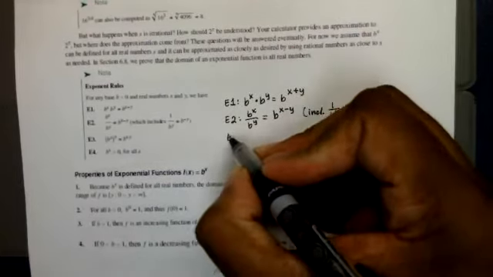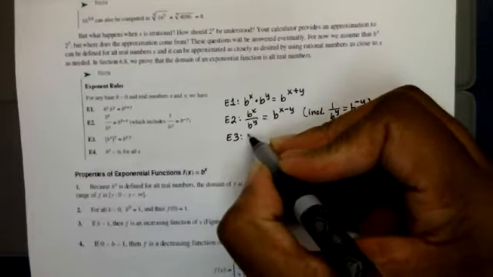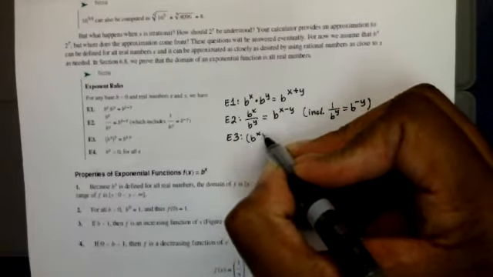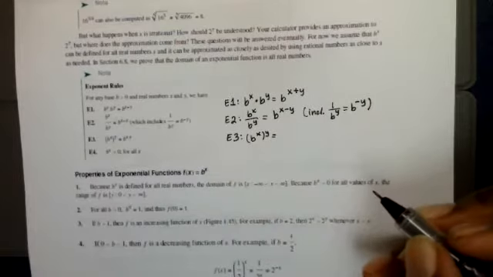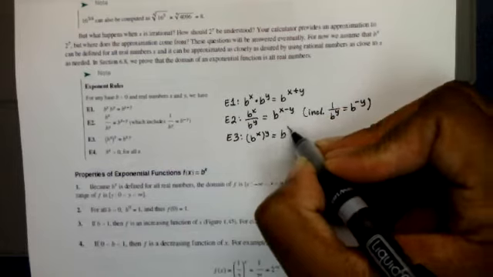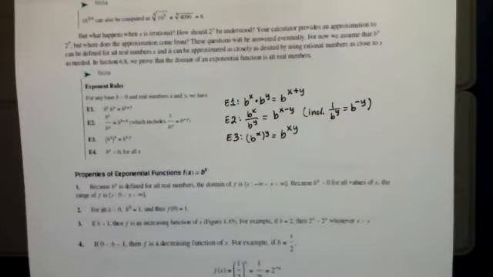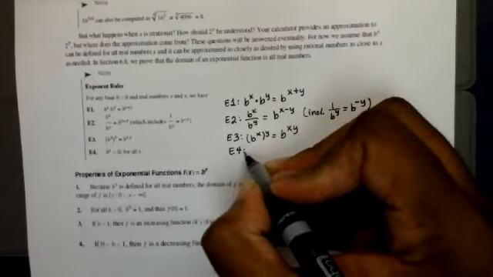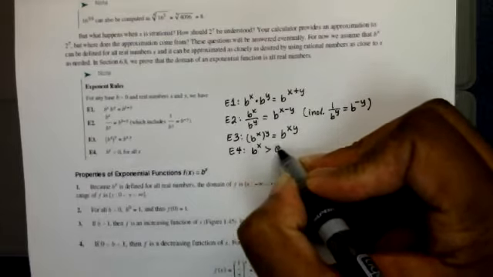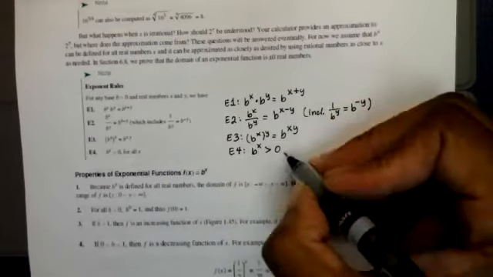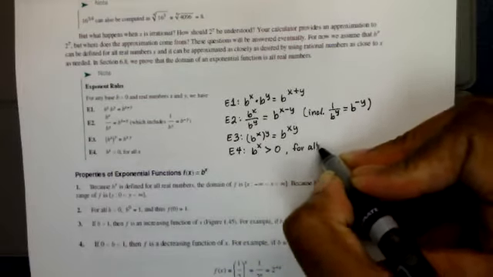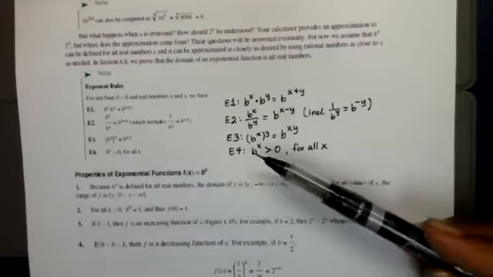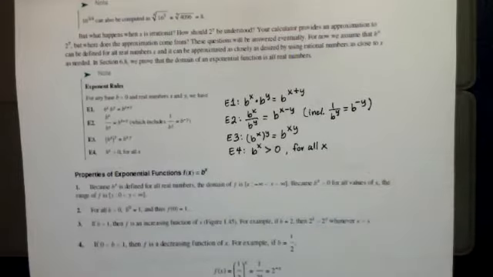And then the third rule is if we raise a power to a power, that's b to the x raised to the power of y, we bring over the base and then just multiply the exponents, that's b to the x times y. And the fourth rule, b to the x is greater than 0 for all x. That makes sense because b is a positive constant other than 1. x can be any real number, so it's going to be greater than 0.